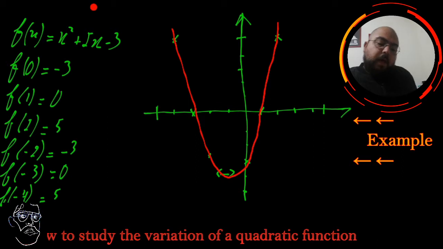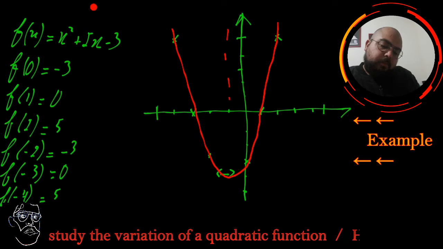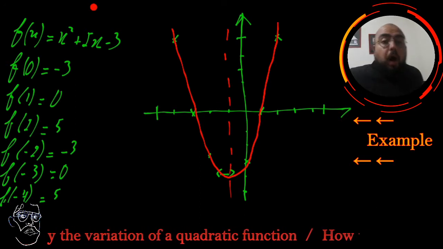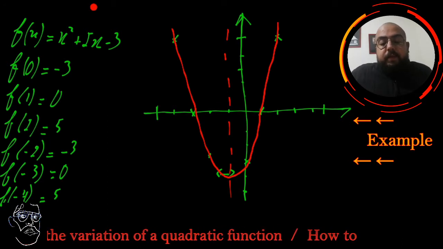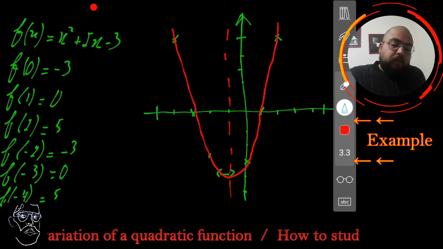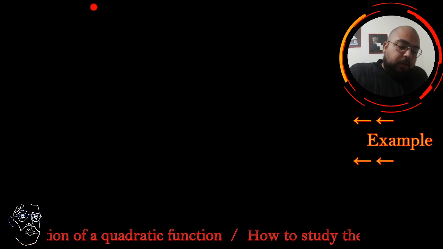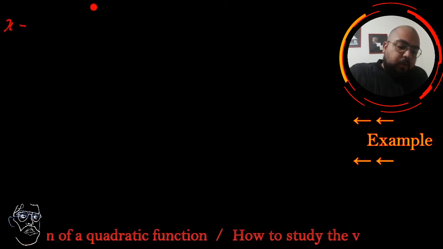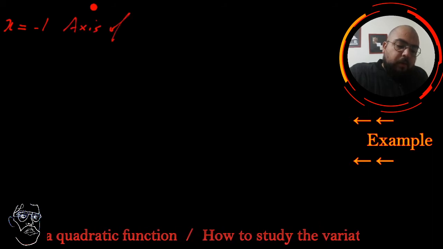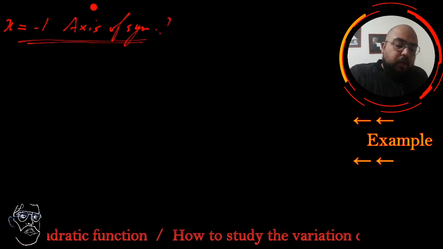As you can see, I have a certain axis of symmetry, which is for x is equal to -1. How are we supposed to verify that x is equal to -1 is an axis of symmetry? It's very simple. I'm going to give you the formula also. So in order to check that x is equal to -1 is an axis of symmetry, you will have to go through this formula.